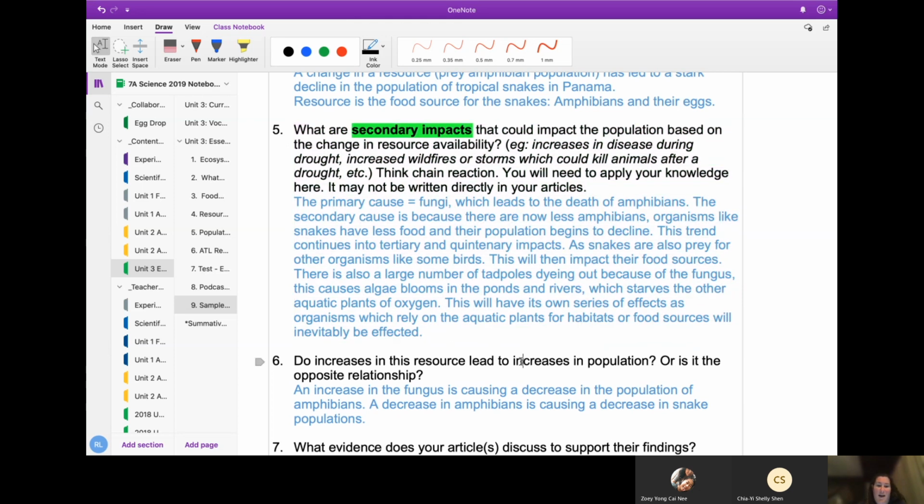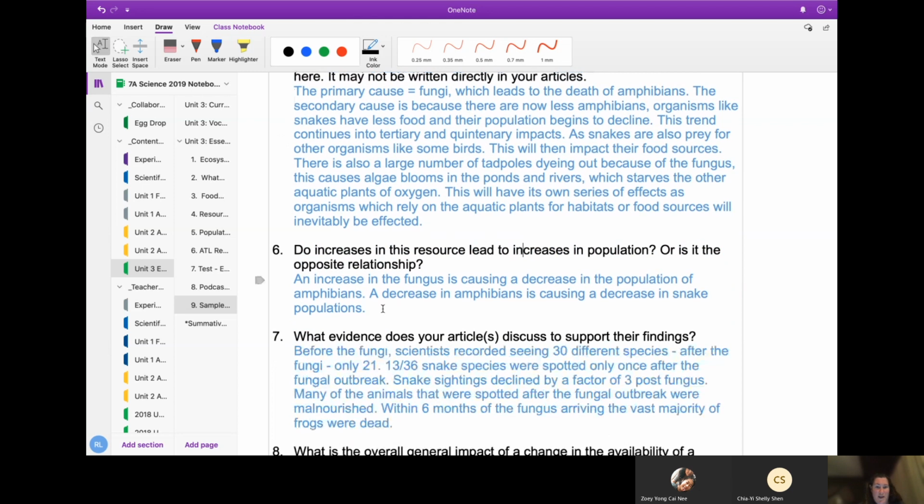And then this one is just kind of clarifying, does an increase in this resource lead to an increase in the population, or the opposite? So in this case, we have an increase in fungus, but it's doing the opposite. It's causing a decrease in the population of amphibians. Some of the articles you read will have different relationships. Some will have a decrease in a resource leading to a decrease in a population.